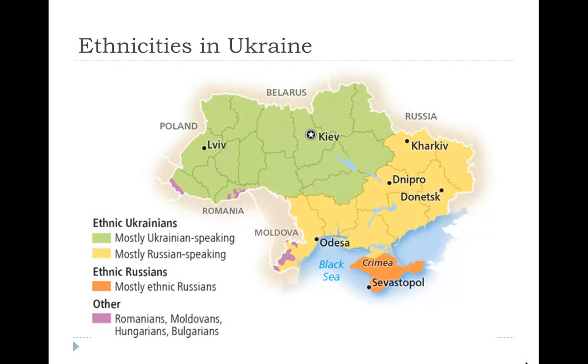Here's some of the ethnicities in Ukraine. Again, you can see where we have ethnic groups that are mostly Ukrainian speaking. Then you see there's areas that are mostly Russian speaking, and that leads to some problems, and then mostly ethnic Russians.